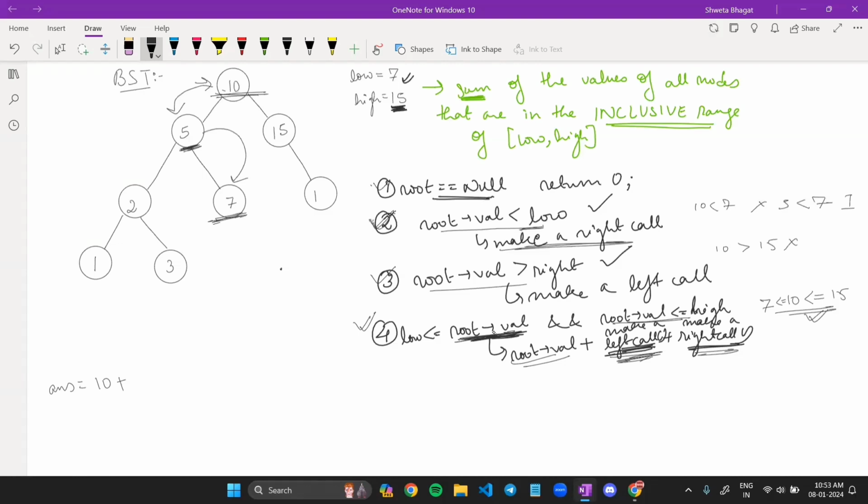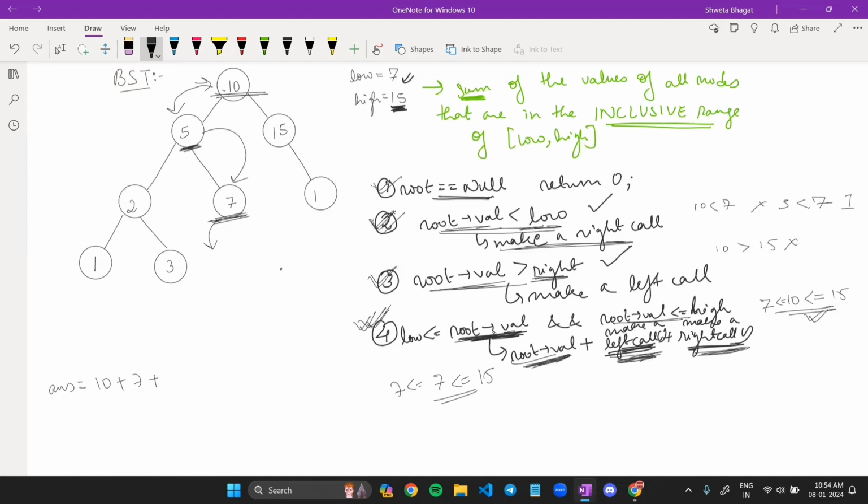Now again we'll check, is this node null? It's not null, so we'll come over here. Now we'll check, is the value 7 lesser than 7? So 7 is not less than 7. So control will come over here. Now we'll check, is 7 greater than 15? 7 is not greater than 15. So we will reach the fourth condition, that is 7 is greater than or equal to 7 and it's less than or equal to 15. So we'll add the root value to our answer. So we will add a 7 and we will make a left call and a right call.